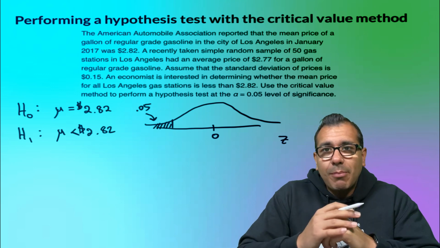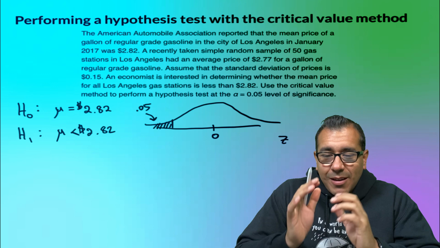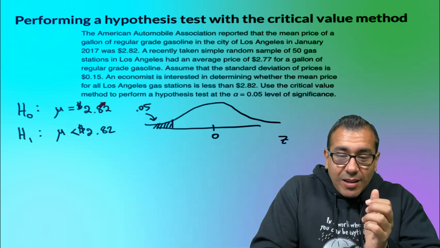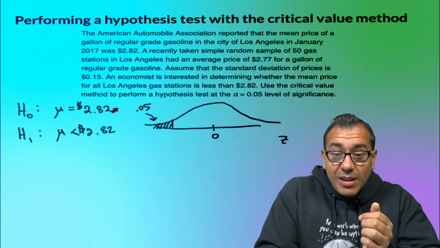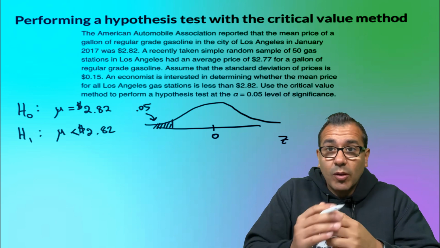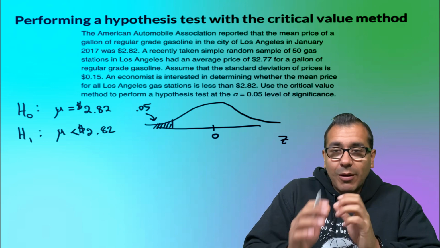And I call it my cutoff point, right? Because this is going to help me determine whether I'm going to reject H0. This critical value that we're going to find is going to be a big part of determining whether we reject H0 or not, right? So how do we find this critical value?